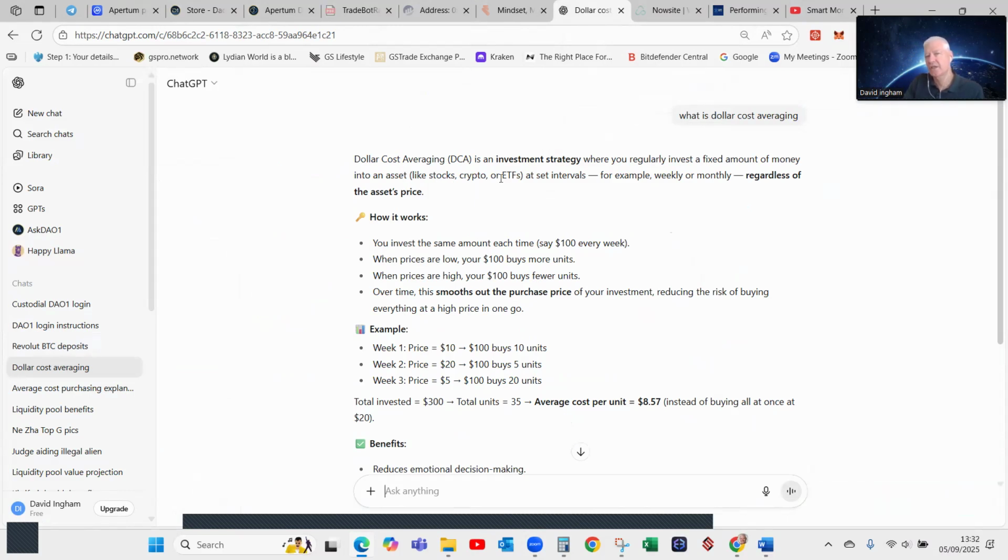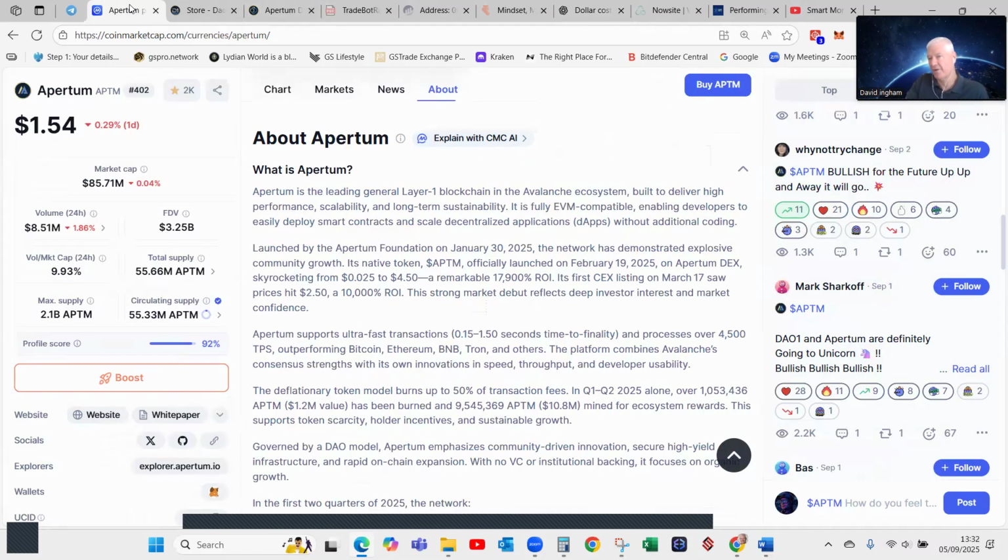So dollar cost averaging is an investment strategy where you regularly invest a fixed amount of money into an asset like stocks or crypto, for example weekly or monthly, regardless of the asset price. To purchase consistently over a long period of time, 3 to 5 years, imagine what would happen to your portfolio, right? So average cost purchase the Apertum token. How do you do that? I'm going to show you.